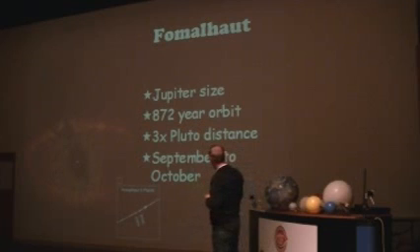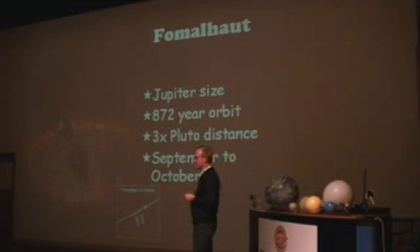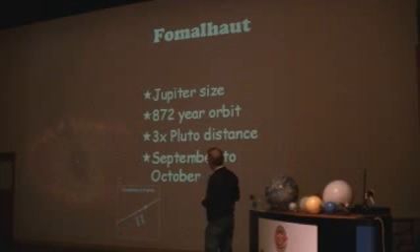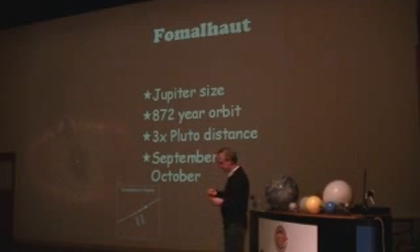And they were able to calculate that it's about Jupiter size. It's about 800, nearly 900 years to go around once. Much, much further than Pluto. Pluto only takes 250 years, so nearly 4 times the length that Pluto takes to get around, about 3 times the distance.